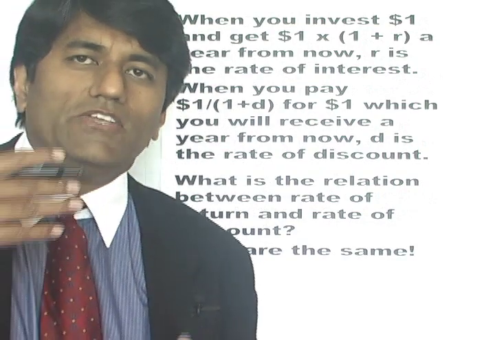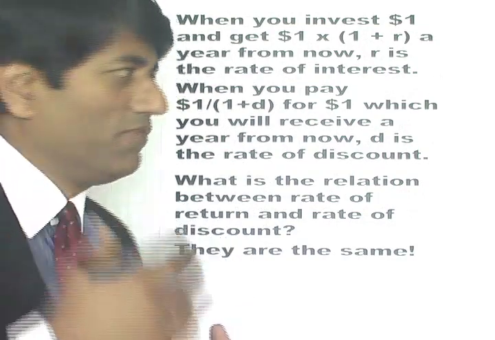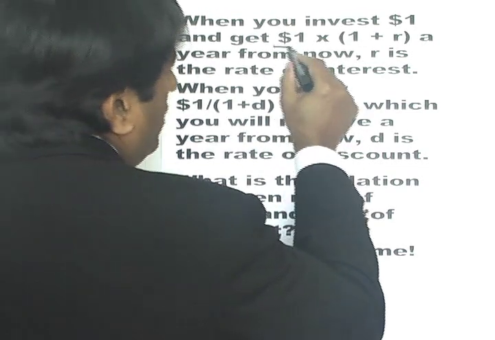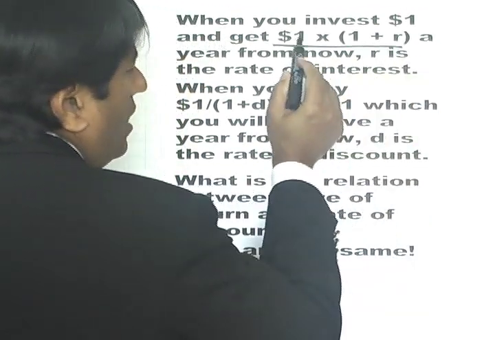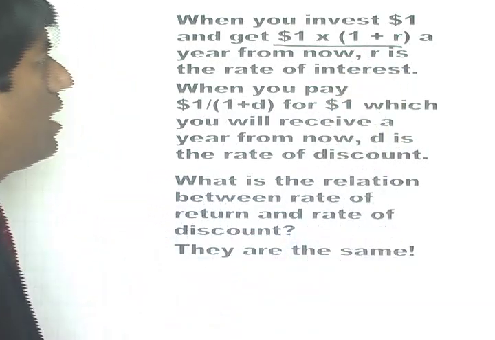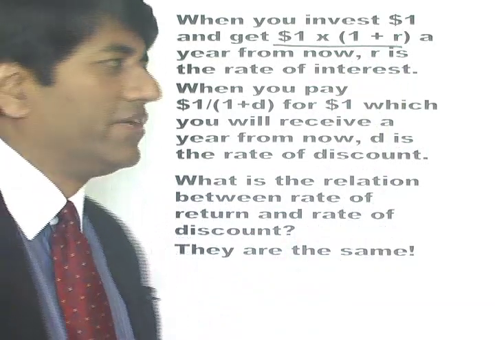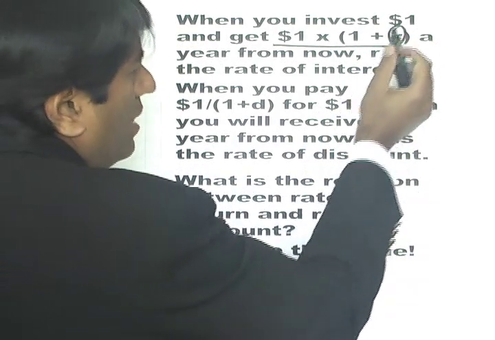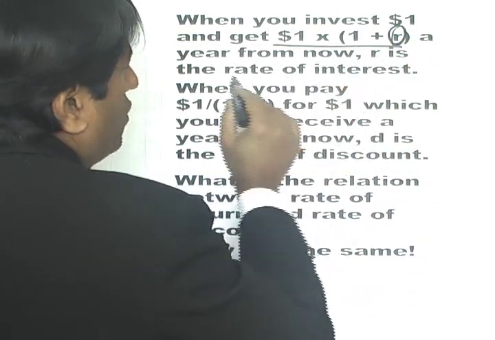So when you invest money, and let's say you invest a dollar today, and a year from now, you get back a dollar times 1 plus R, then R is called the rate of interest. The R in the 1 plus R is the rate of interest.